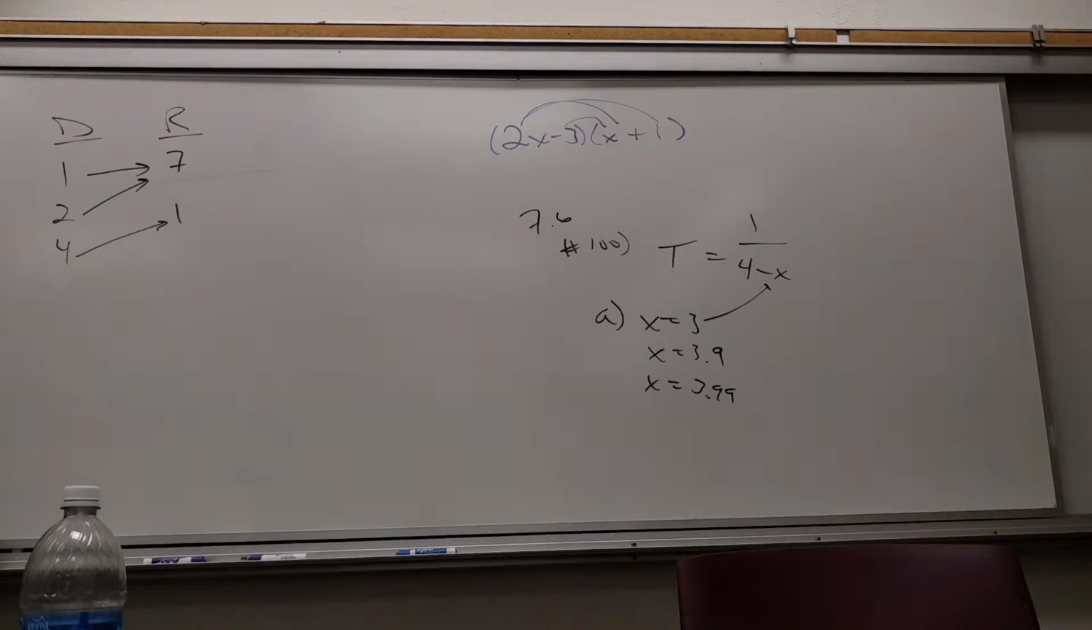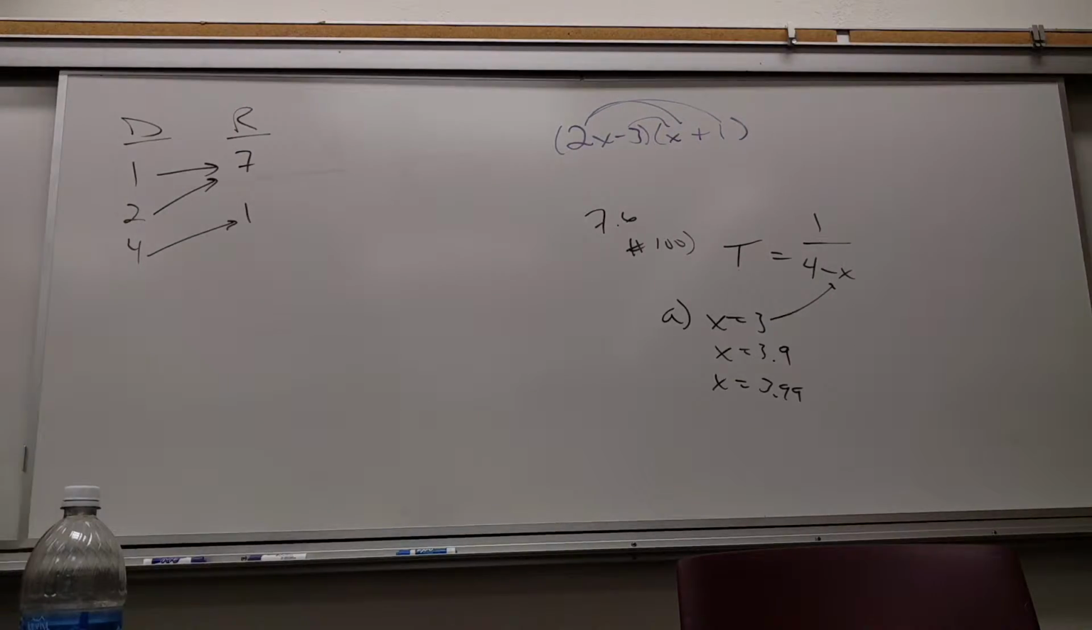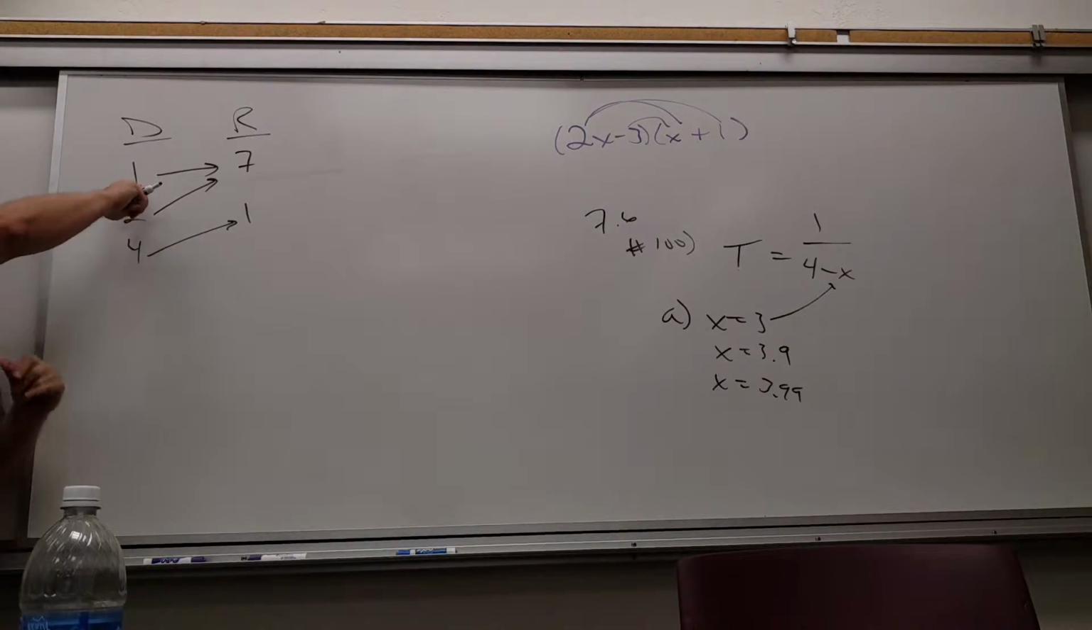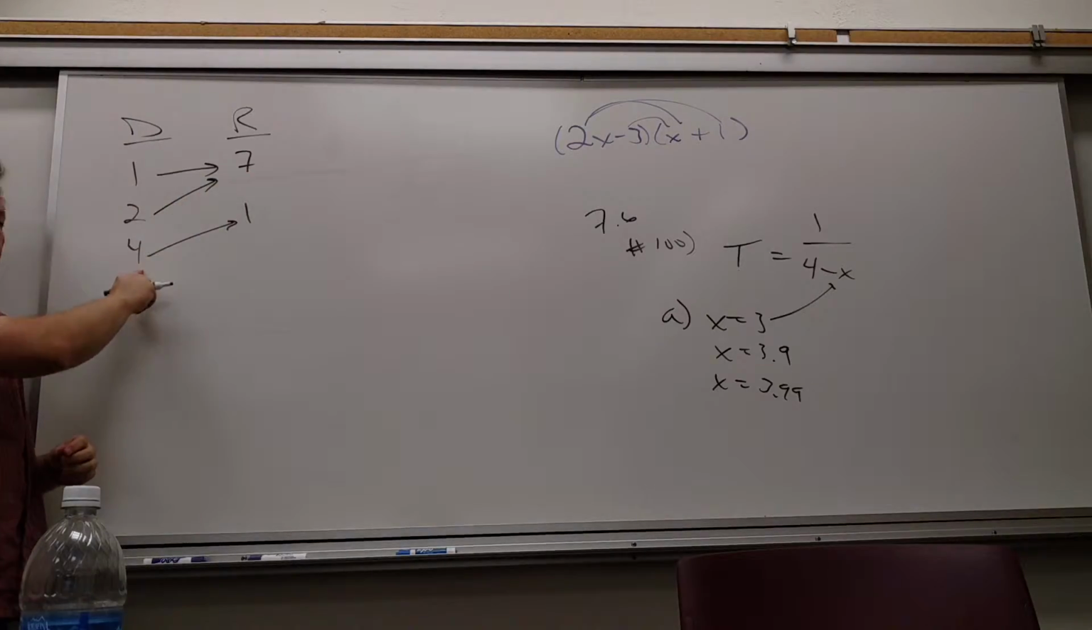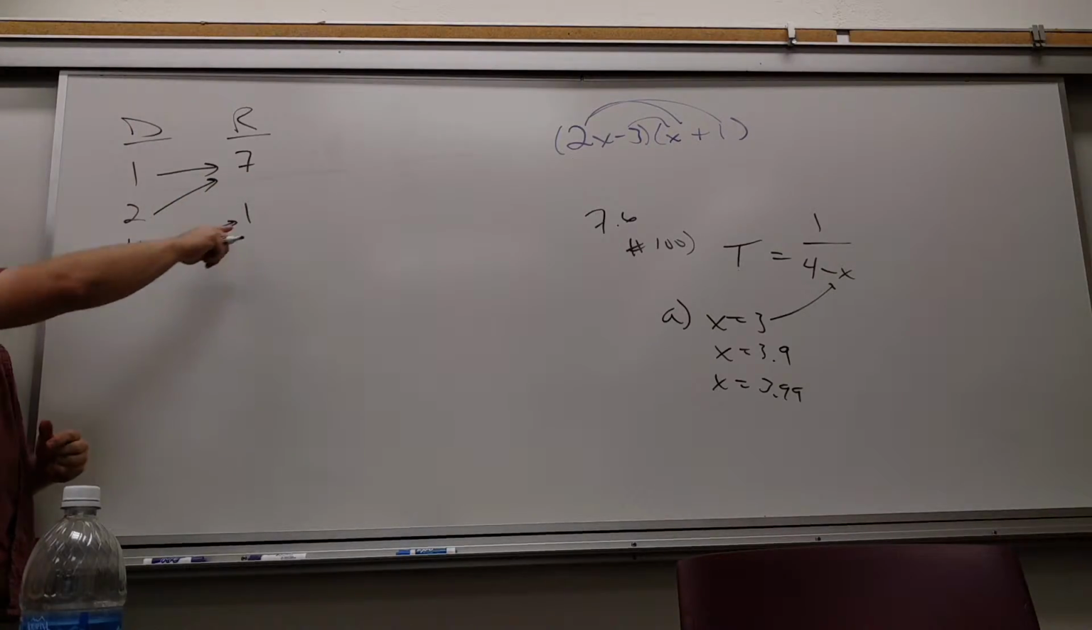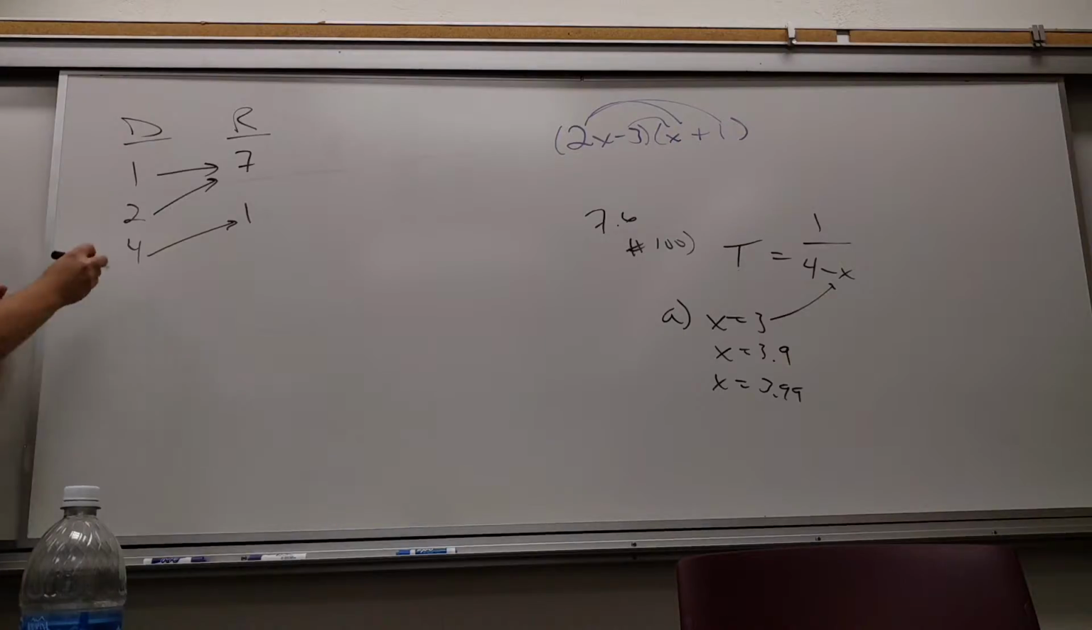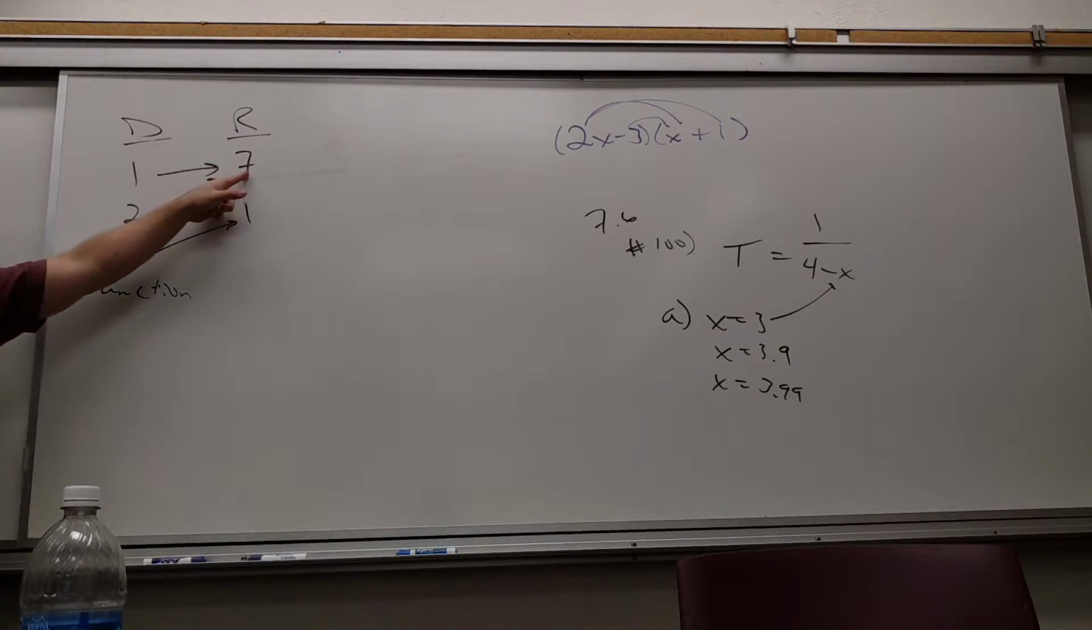Is that a function? Yes. Does 1 go to more than one thing? No, only goes to 7. Does 2 go to more than one thing? No, it goes to 7. Does 4 go to more than one thing? No, it goes to 1. So this is a function all along. Because what's the definition of a function? For every input, there can only be one output.